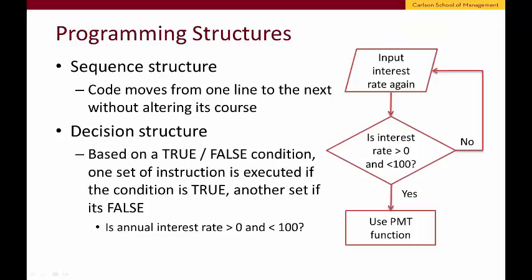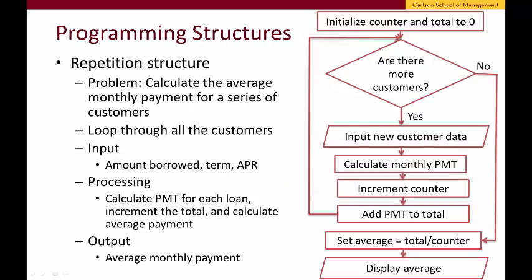We often mentioned that a program consists of tasks needed to solve a particular problem. To dig a little deeper, we introduce three programming structures that deal with these tasks. One, sequence structure, where the code moves from one line to the next, executing a series of tasks. Two, decision structure, where the code jumps around based on one or more conditions or questions. And three, the repetition structure, where a set of tasks is repeated with different parameters a finite number of times.